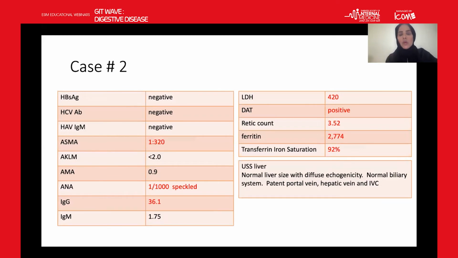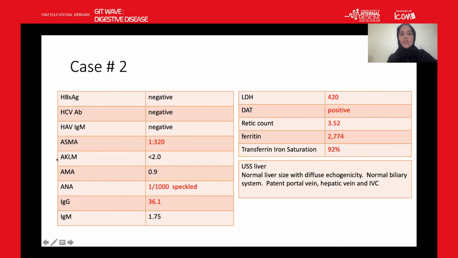So you do the whole workup, as we mentioned, for moderately elevated liver enzymes, and you screen for hepatitis B, hepatitis C, as well as hepatitis A virus IgM. And if you think there is anything in the history to suggest other acute viral illnesses, you have to screen for them as well. And you screen for autoimmune hepatitis, and this came back positive for anti-smooth muscle antibody, and also for anti-nuclear antibody 1 in 1,000 speckled, as well as an elevated IgG.